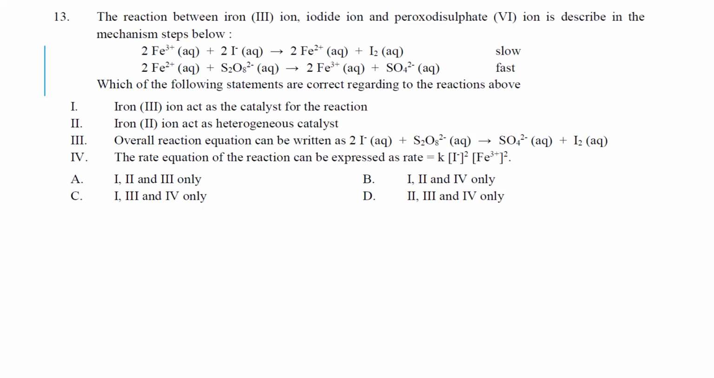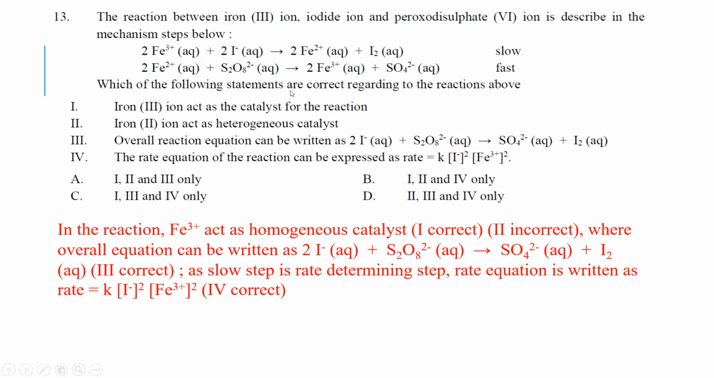Number 1, iron(III) acts as the catalyst for the reaction, which is true. So it acts as a homogeneous catalyst, not heterogeneous. So number 2 is wrong. Number 3, the overall reaction can be written as 2I- plus S2O8 2- giving I2 plus 2SO4 2-, which could be correct, because from S2O8 2- to SO4 2-, the E0 value is very positive, which means it is easily reduced. And the rate of reaction can be expressed as rate = k[I-][Fe3+], which is correct. So the best answer that describes all of these is 1, 3, and 4, C.